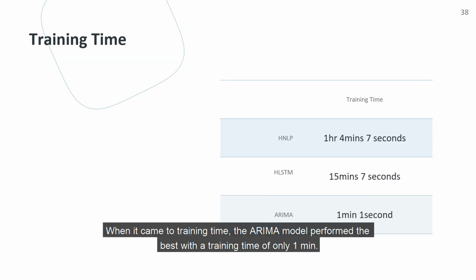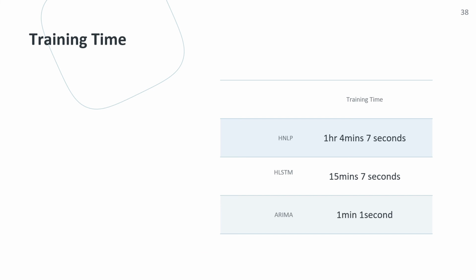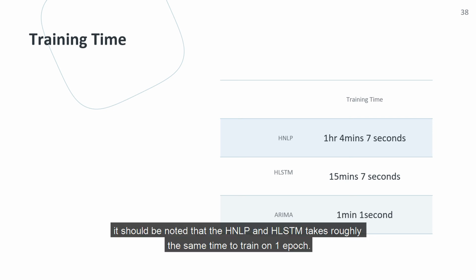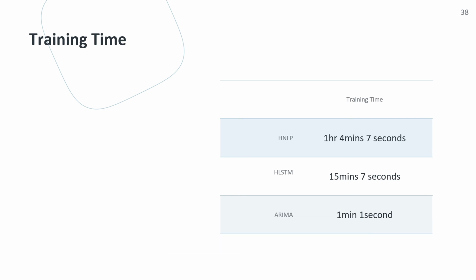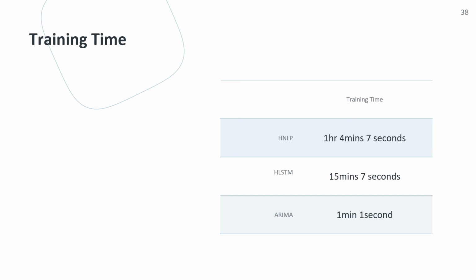When it comes to training time, the RMR model performed the best with a training time of only 1 minute. HLSTM came a little behind with a training time of 15 minutes, and the HNLP took roughly an hour. While we do see a staggering difference in terms of training time, it should be noted that HNLP and HLSTM take roughly the same time to train one epoch. However, due to the nature of the dataset, sentiment analysis tends to take a few more epochs to train.